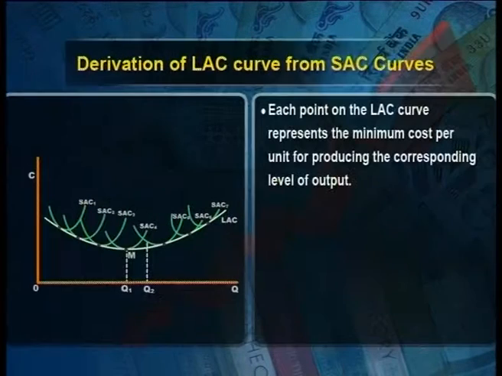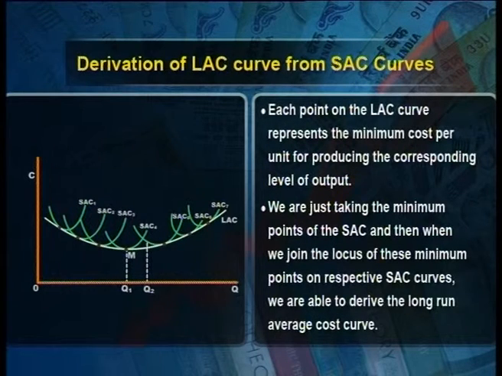Each point on the long run average cost curve represents the minimum cost per unit for producing the corresponding level of output. In a nutshell, how are we deriving this long-run average cost curve? We are just taking the minimum points of the SAC, and when you join the locus of these minimum points on the respective SAC curves, we are able to derive the long-run average cost curve.